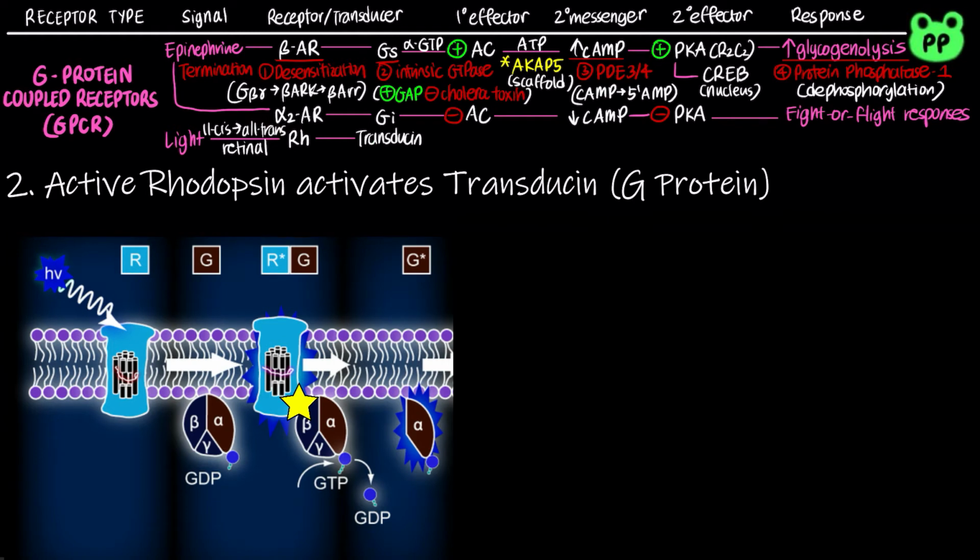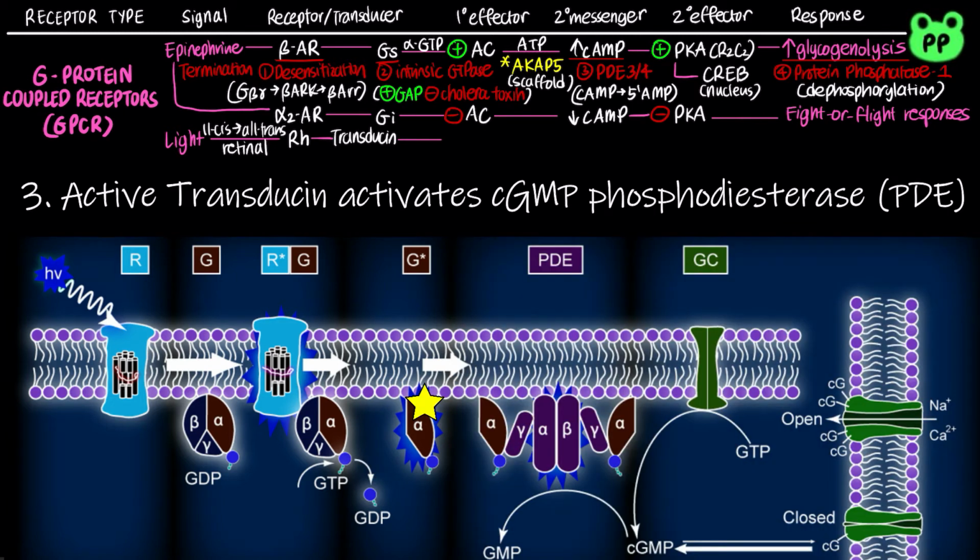Rhodopsin catalyzes the replacement of GDP by GTP, thereby activating transducin. Similar to the G protein of beta-adrenergic receptor, the beta and gamma subunits of transducin dissociate. The activated alpha subunit of transducin then activates the primary effector, cyclic GMP phosphodiesterase, abbreviated as PDE, which converts cyclic GMP to 5' GMP. Under dark environment, cGMP binds and activates cation channels, causing an influx of sodium and calcium cations, which depolarize the rod cells.